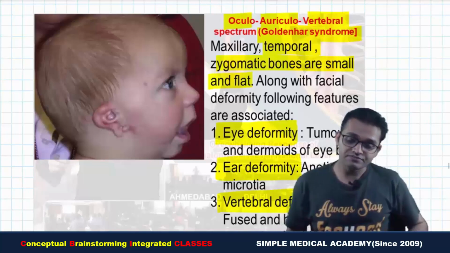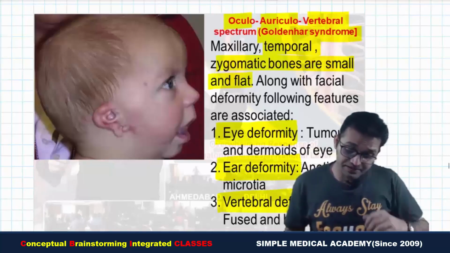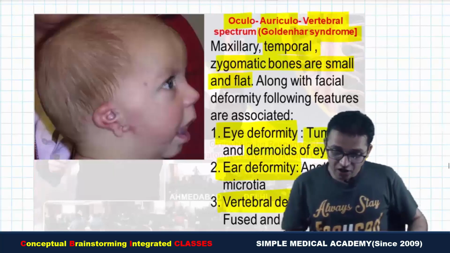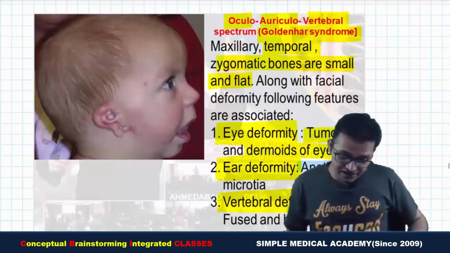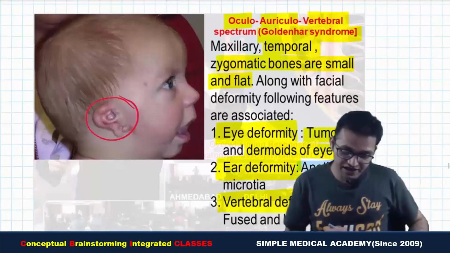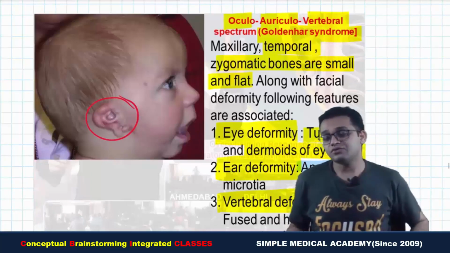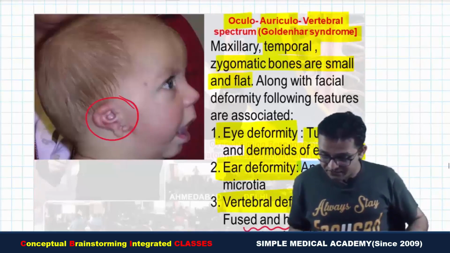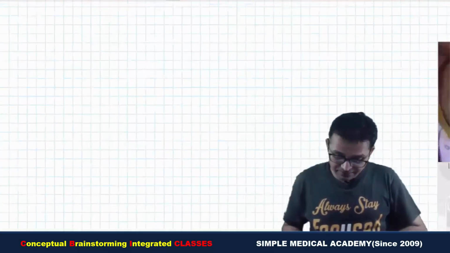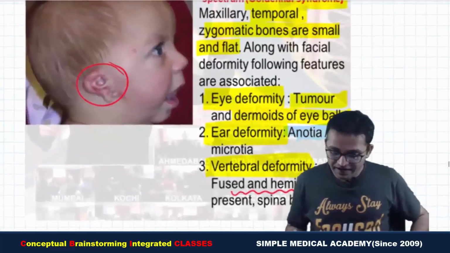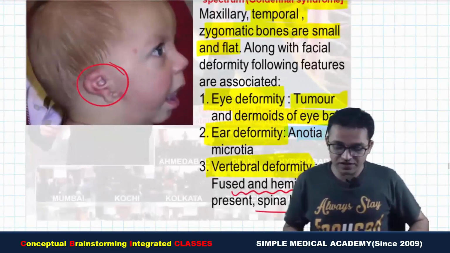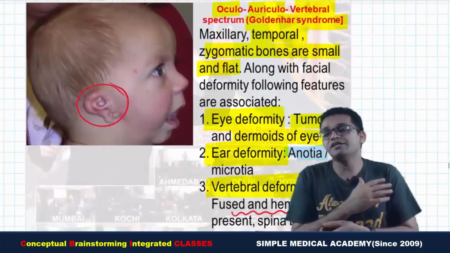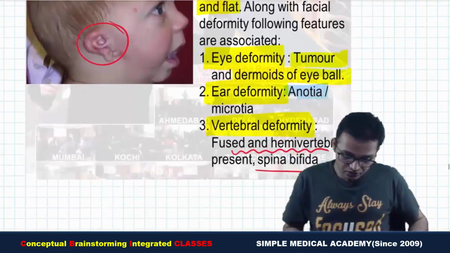You can see this image. Now see here, these patients present with eye deformity; tumors may be there and dermoids of the eyeball may be present. Now ear deformity: they may present with anotia. Can you see the ear deformity here? Yes, anotia or microtia, small ear. That's why it is auriculo and vertebral, because they present with fused hemivertebra or spina bifida, a vertebral abnormality. So this is another clinical correlation of anatomy and embryology with your Harrison and your ENT surgery part.